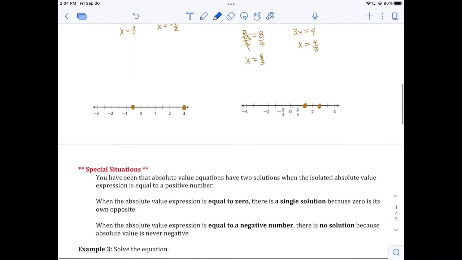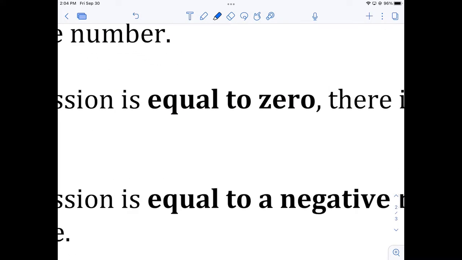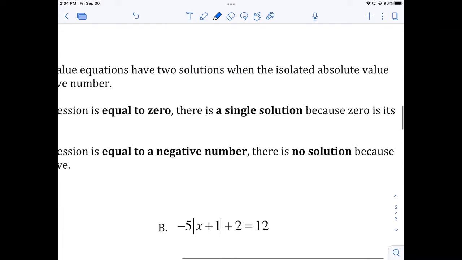Thank you. All right. Now, what if the absolute value is equal to 0? You could break it down into two numbers, right? It equals positive 0 or negative 0. But wait, positive and negative 0 are the same, right? So guess what? There's only one.